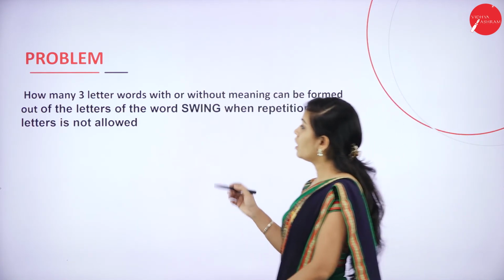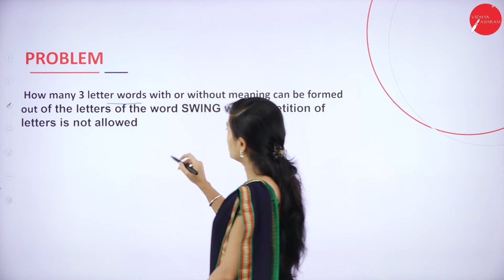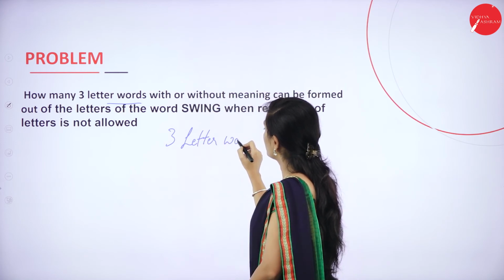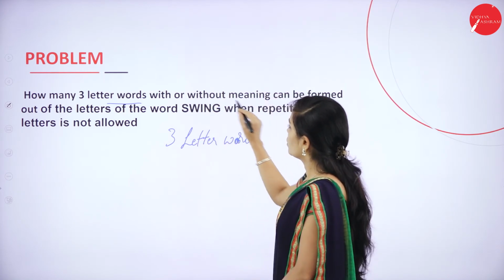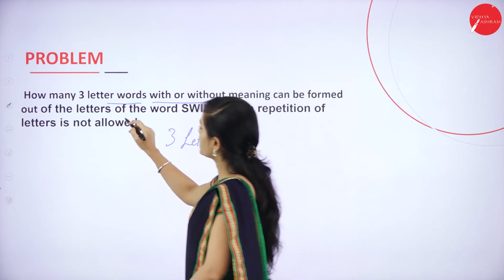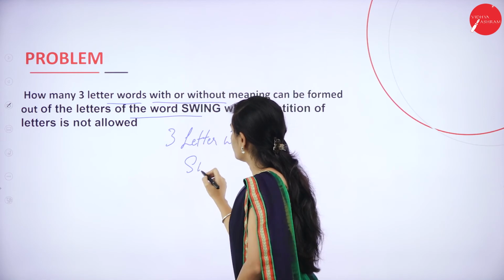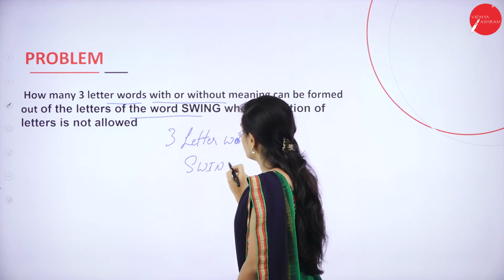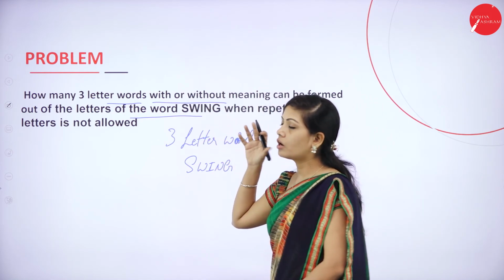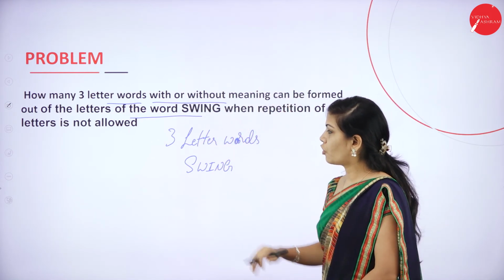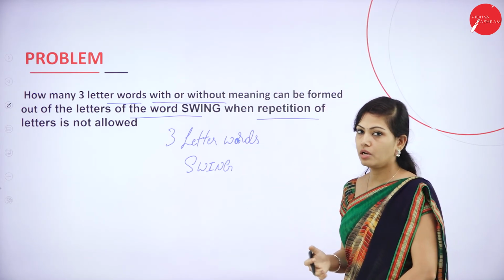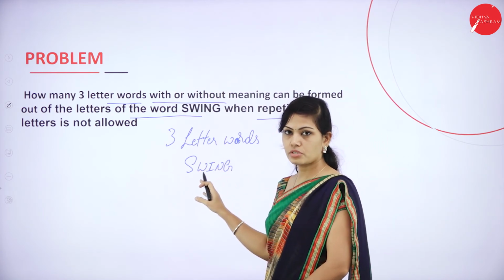And the next problem, how many 3-letter words, with or without meaning, can be formed out of the letters of the word swing? So how many 3-letter words with or without meaning can be formed out of the letters of swing, when repetition of letters is not allowed? So here there is no repetition of letters.